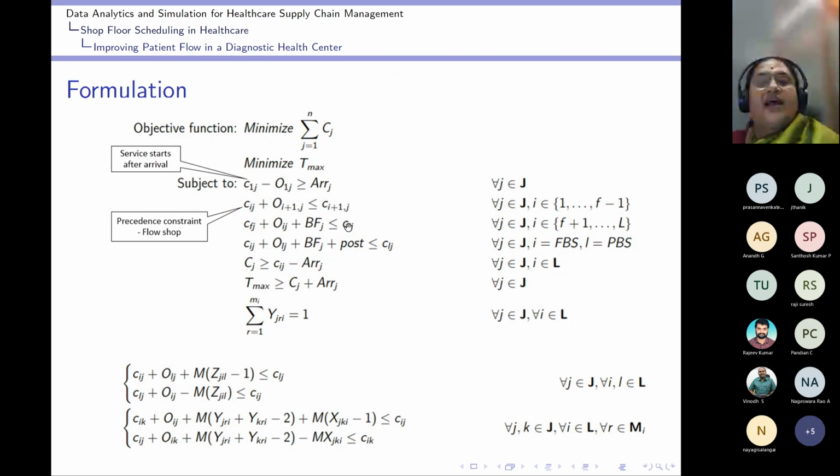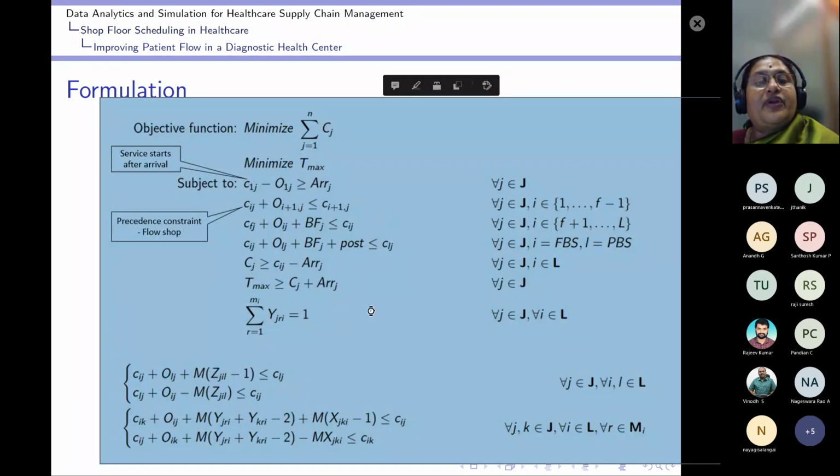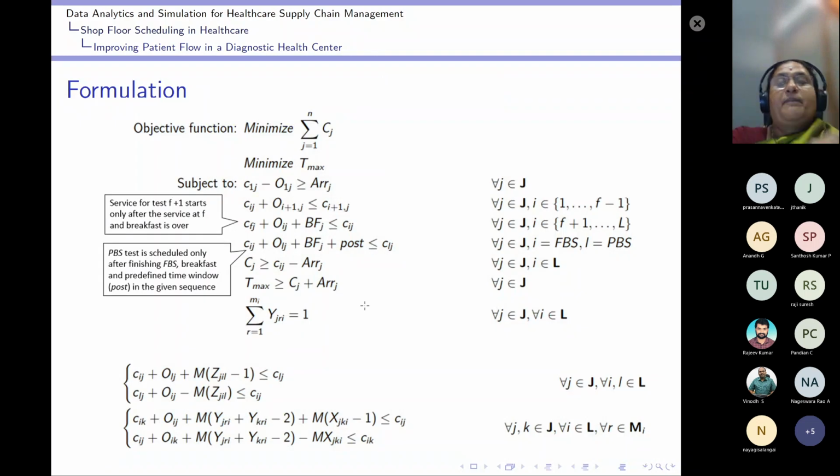I also said that there is a time window between the postprandial breakfast and after finishing the breakfast test. That is what I have modeled in these two constraints, where I'm saying that the test F+1 will start only after my breakfast is over. So you can see that you have a fasting blood sample and postprandial blood sample. That is what we have listed here as FBS and PBS.